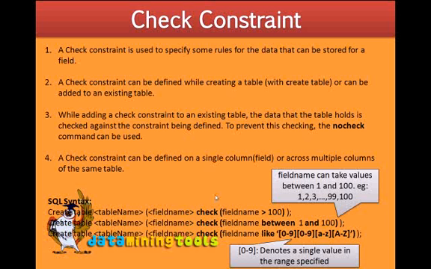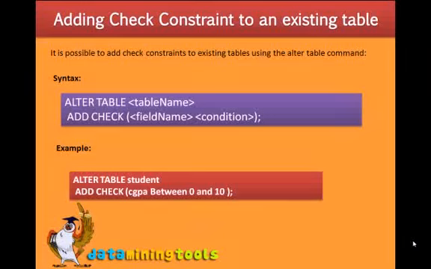Go through the SQL syntax here. We have CREATE TABLE, table name, field name followed by CHECK and the check constraint. The check constraint may be such as field name greater than 1000, or field name BETWEEN 1 AND 100, which specifies a field name can take values between 1 to 100, say 1, 2, 3, 99, 100. Or field name LIKE [0-9] or [A-Z], which denotes that the field value can be a single character in the range specified.